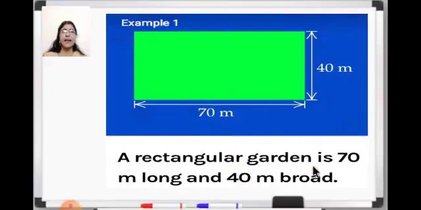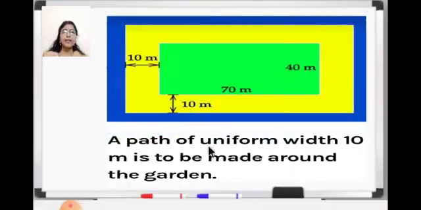A rectangular garden is 70 meter long. You can see here the length of this garden is 70 meter and it is 40 meter broad. Breadth is 40 meter. So this is a rectangular garden. A path of uniform width 10 meter is to be made around the garden. You can see here, this is the path. This yellow portion is the path, and it is 10 meter in width. So we have to make a path of 10 meter width around the garden.